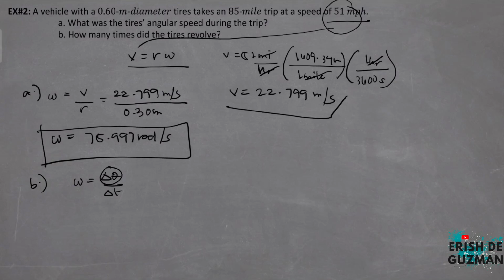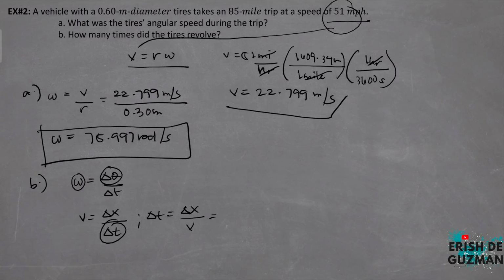Ito yung nahanap natin. Alam na natin yung angular speed. Kailangan pa natin i-solve yung time interval. And masolve natin yun using the linear speed. Velocity is equal to change in displacement, linear displacement divided by the time interval. Ito yan. Time interval is equal to change in displacement over the linear velocity.